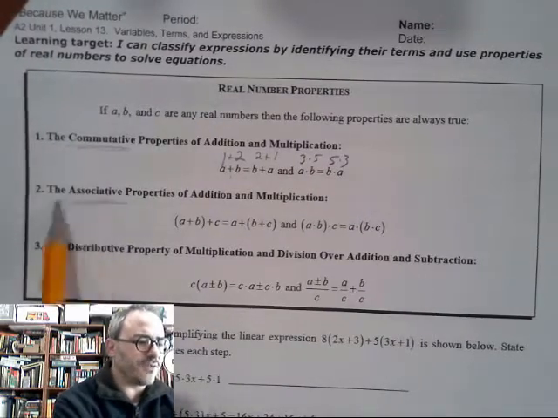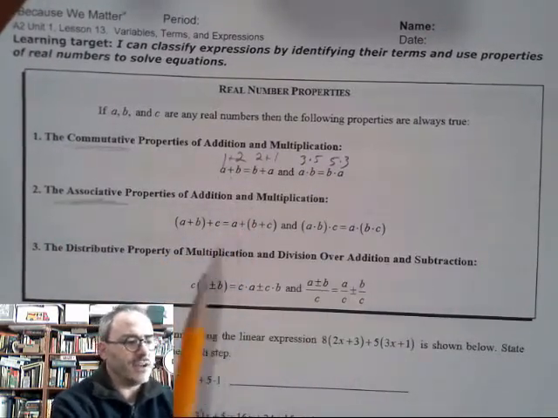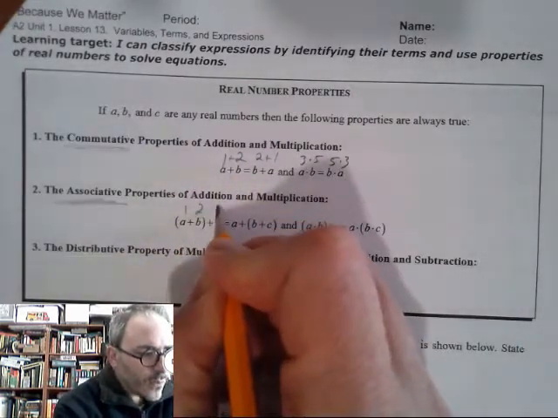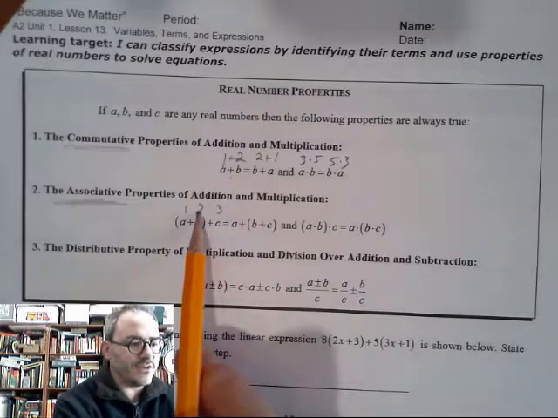Now let's talk about the associative property of addition and multiplication. The associative property means I can associate these differently. 1, 2, 3. 1 plus 2 is 3.